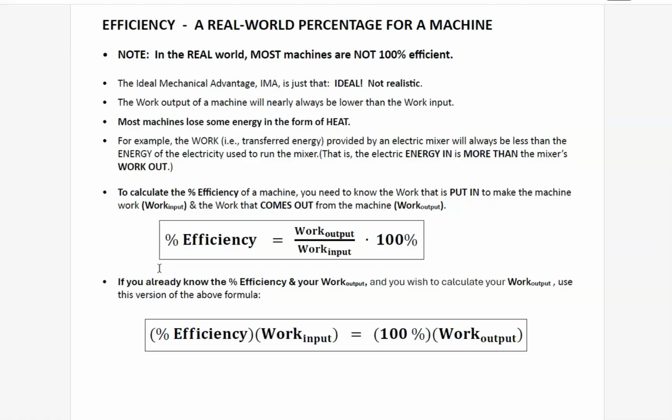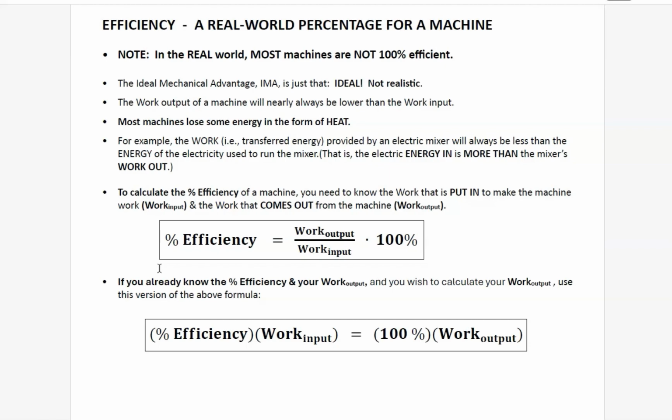In fact, the only machines that I can think of right offhand that are 100% efficient are heaters, space heaters and other types of heaters, because all of the electricity, when you plug it in, all that electrical energy that goes into the heater, all of it gets turned into heat eventually. So they're pretty much 100% efficient. But just about every other device you use, a blender, even a toaster that's producing heat, a refrigerator, a lawnmower, everything is a little less than 100% efficient.